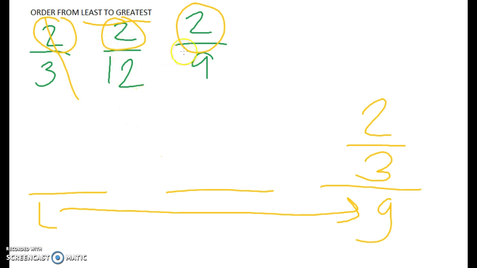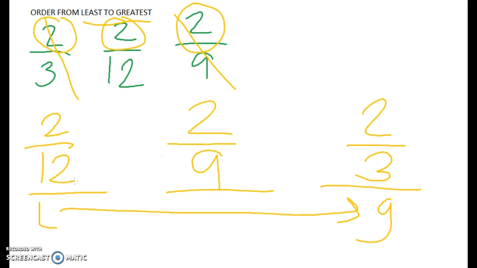So now we have 2/12 and 2/9 remaining. Again, the numerators are the same, so we want to choose the fraction with the smaller denominator. 9 is smaller than 12, meaning 2/9 is our next largest fraction, leaving 2/12 as our smallest fraction.